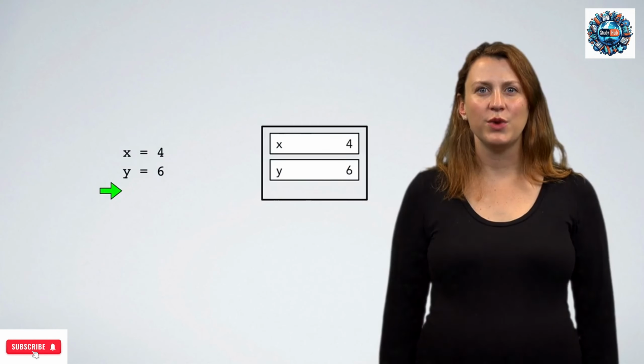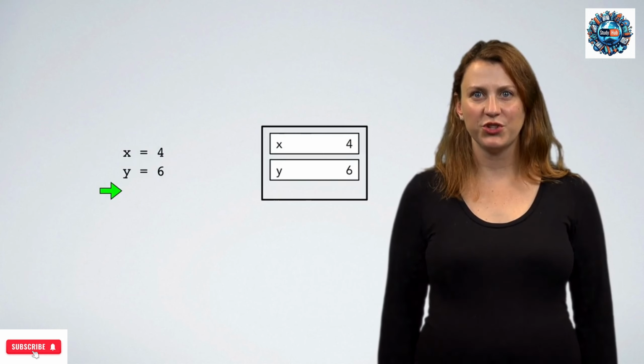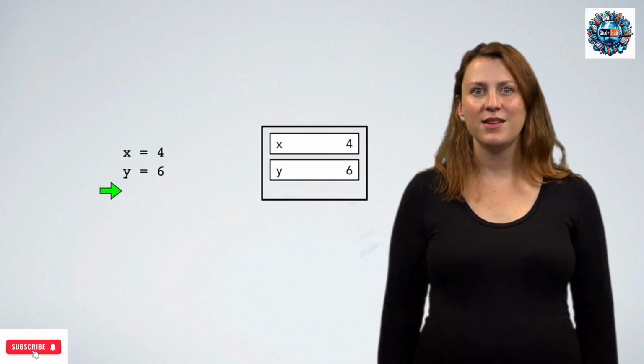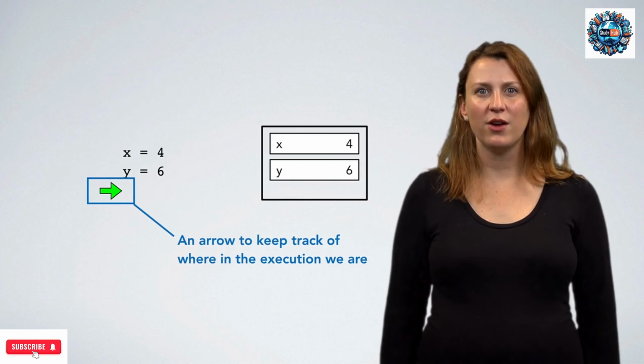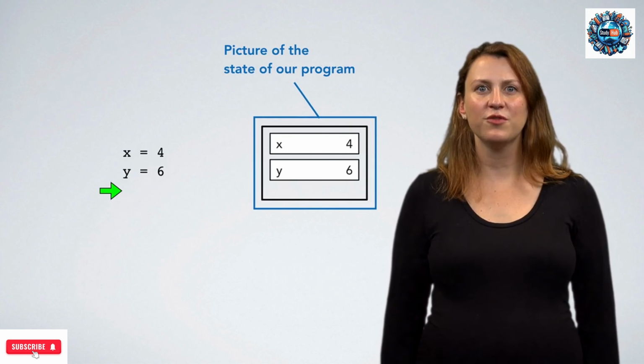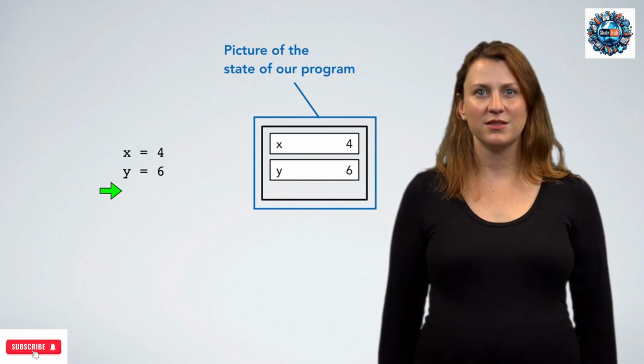Now let's look at how to read code with variables and expressions. Here is how we'll read code. On the left, you see the code we're going to execute, and next to that an arrow to keep track of where in the execution we are. I'll call that the execution arrow. And then on the right, we have a picture for the state of our program. Let's execute this code snippet by hand.